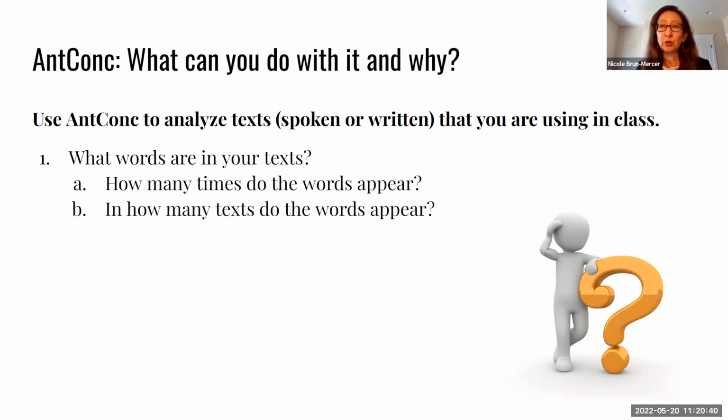Well, AntConc will tell you not only how often they appear in all of the texts combined, it will also tell you how many texts it comes up in, because that's also important. Is one word coming up 20 times, but just in one of the short stories that you're using? Or is it really systematic in all of the texts?